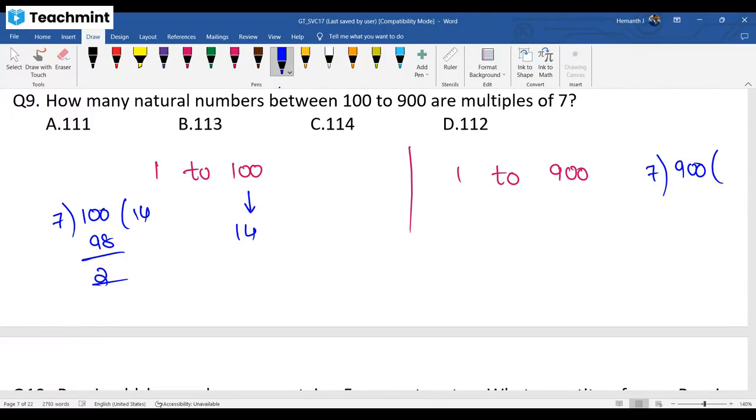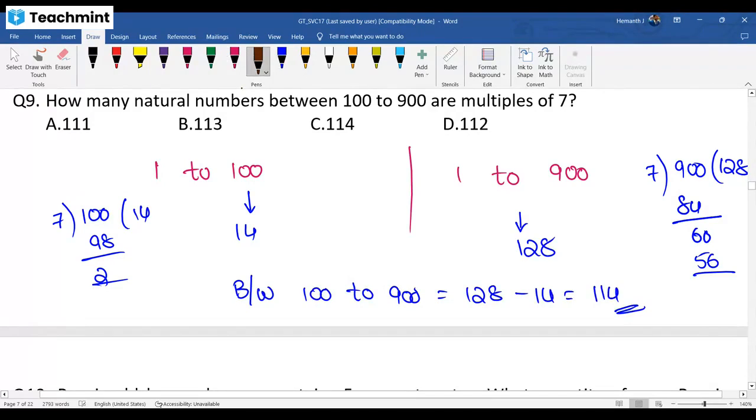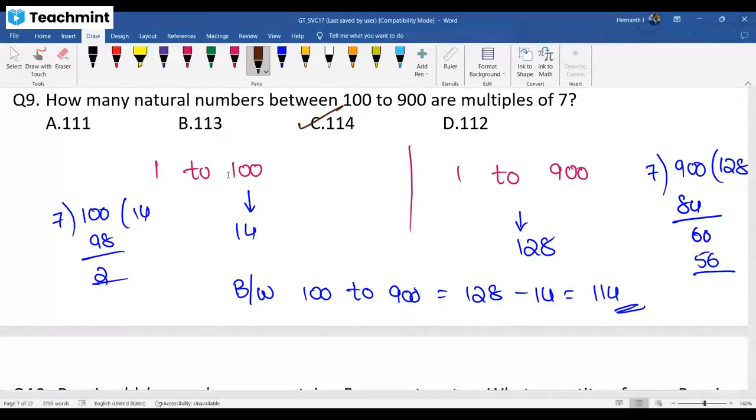Here 900 divided by 7, this is the shortcut. 7 times 14 is 98. But we don't want that. 13 times 91, 12 times 84, 8 times 56. So we got 128 numbers are divisible from 1 to 900. I want between 100 to 900, so from 1 to 900, remove 1 to 100, that will give the answer. See the simple trick, right? Guys, are you understanding? The answer is option C, 114. From 1 to 900, remove 1 to 100, we get 114.